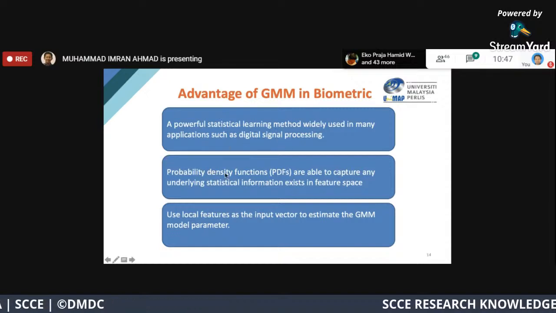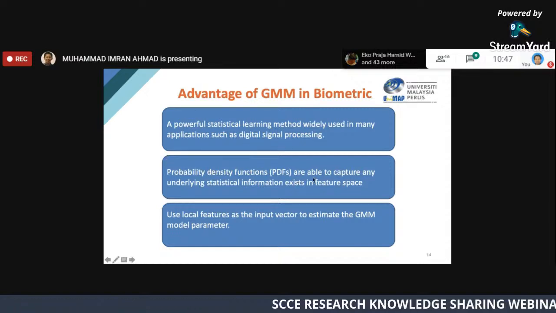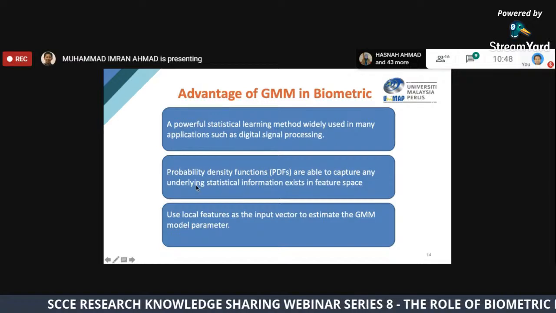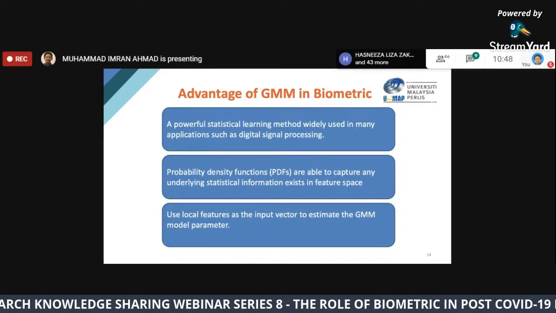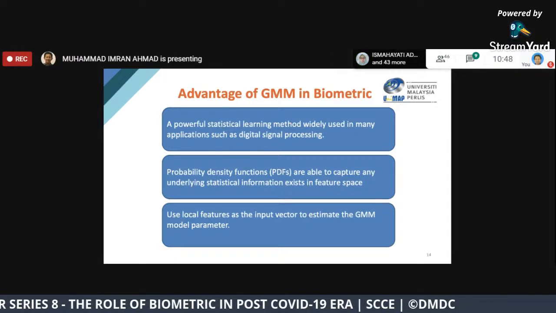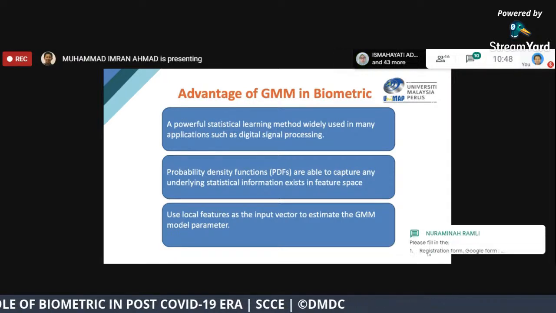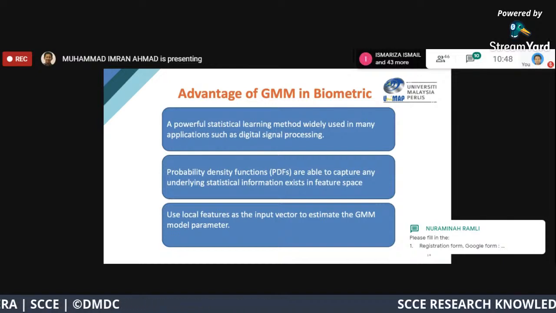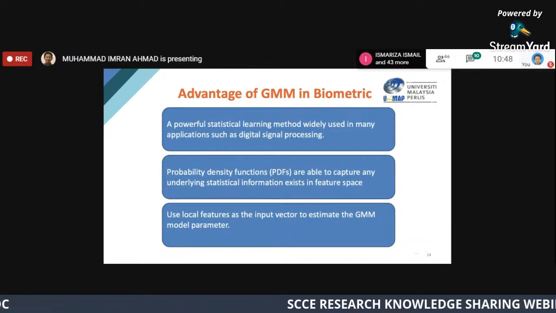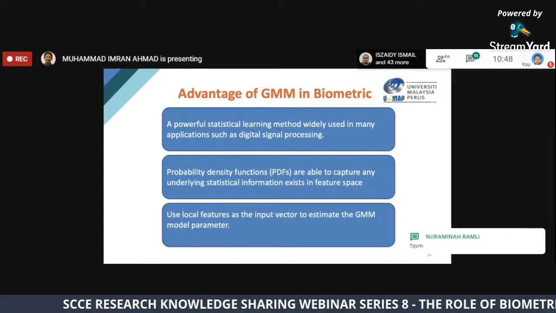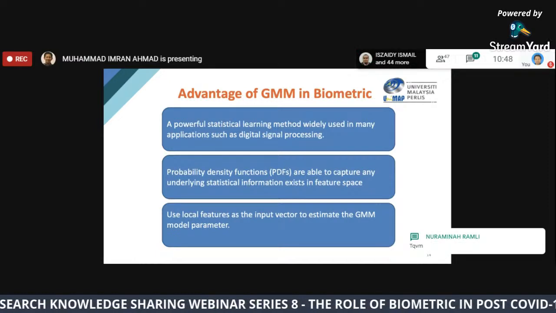And also the probability density functions that we generate from data distribution are able to capture any underlying statistical information that exists in feature space. And the most important thing is GMM is able to work together with local features. Local features that we discussed just now, okay? We divide our face region into smaller blocks. So these smaller blocks are related to the GMM input.